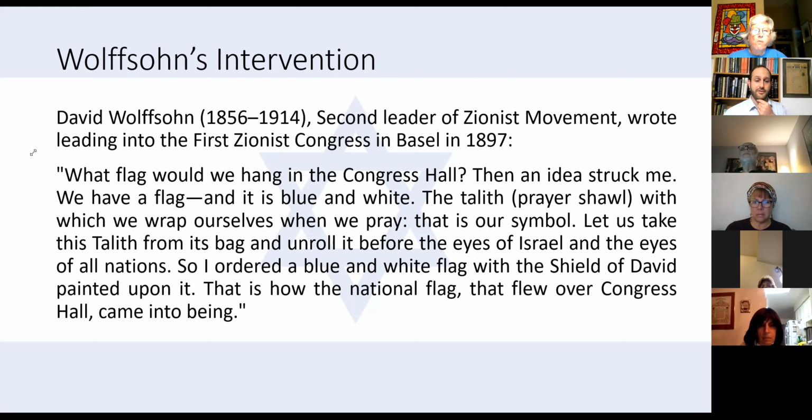So this all sounds really nice. David Wolfson didn't like Herzl's idea, thought it wasn't meaningful enough, turned to the talith, and then put a shield of David on it, and that's how we got to where we are. So actually, if you read Wikipedia, that's what they say. Well, the problem is that there is an article written by the aforementioned Professor Jonathan Sarna. He wrote it a couple of years ago.